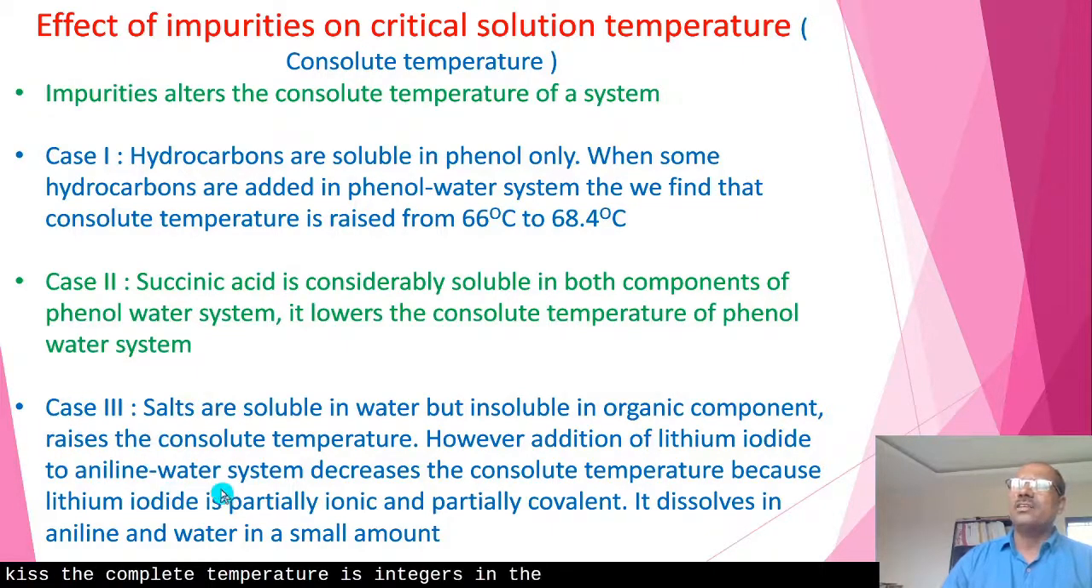Being the salts are soluble, or impurities are soluble, in one of the liquids, the consolute temperature increases. But the addition of lithium iodide causes a decrease in consolute temperature. And why does this happen? Because lithium iodide has ionic as well as covalent bonding, partially covalent and partially ionic bonding in its structure. At the same time, lithium iodide shows solubility up to a certain extent, in a small quantity, in the aniline water system.